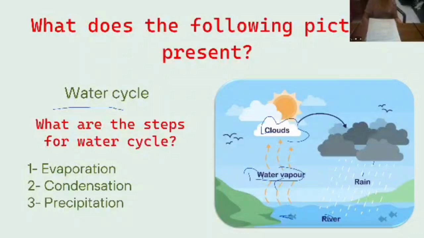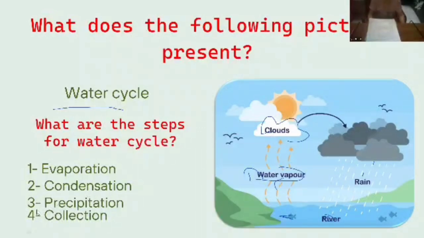That is step 4 of the water cycle. The fourth one is collection. After precipitation, it will collect again in the river. I clap my hand for you. And the last one will be collection, when the water collects again in the river.